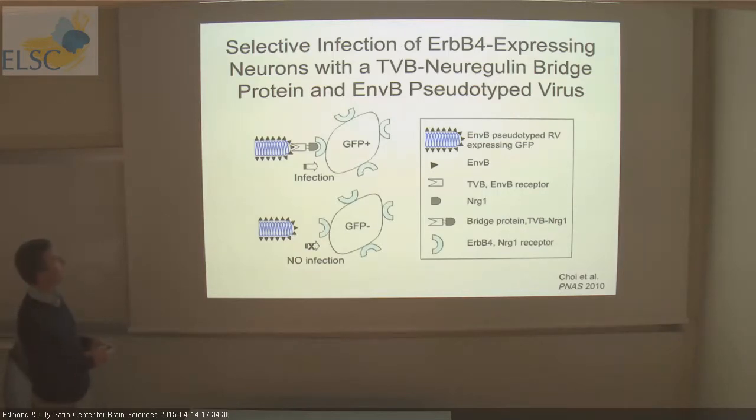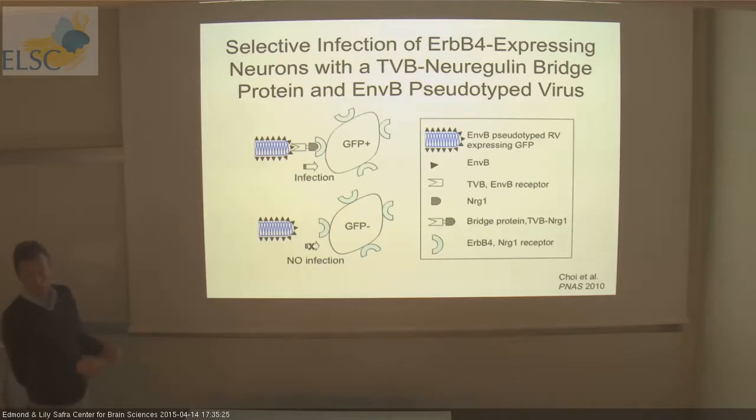That means that we can build an artificial ligand that links together neuregulin, the ligand for ERBB4, and a different receptor from a virus called TVB. If we make this bridge protein, the TVB neuregulin bridge protein, we would hope that this would bind to the ERBB4 receptor and present this TVB ligand on the cell surface. TVB is a ligand for an envelope protein that's well known from avian sarcoma leukosis virus. We can pseudotype our virus so that it has that envelope protein on the outside of it.